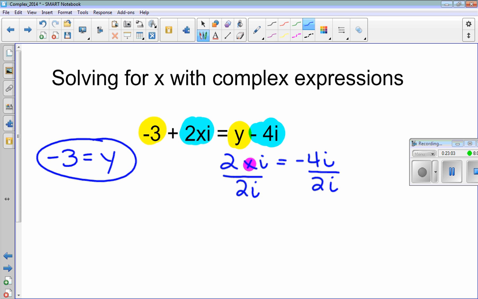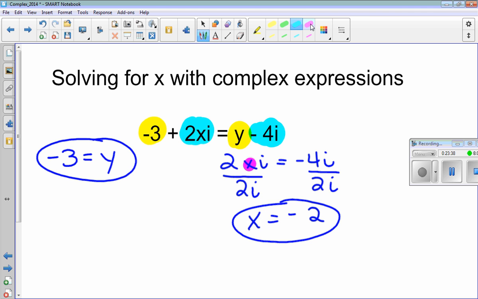Notice the 2i on the left-hand side cancels out, so I'm left with just the x, which is what I wanted. What happens on the right-hand side? It reduces to what? -2. The i's cancel. -4 divided by 2 is just -2. So there's my answer. I'm done. Okay? So nothing really too complicated. You just have to know when you have two complex numbers, you set the real parts equal, you set the imaginary parts equal, and that's it. Pretty easy, don't you think? Nothing too hard. So far, so good?